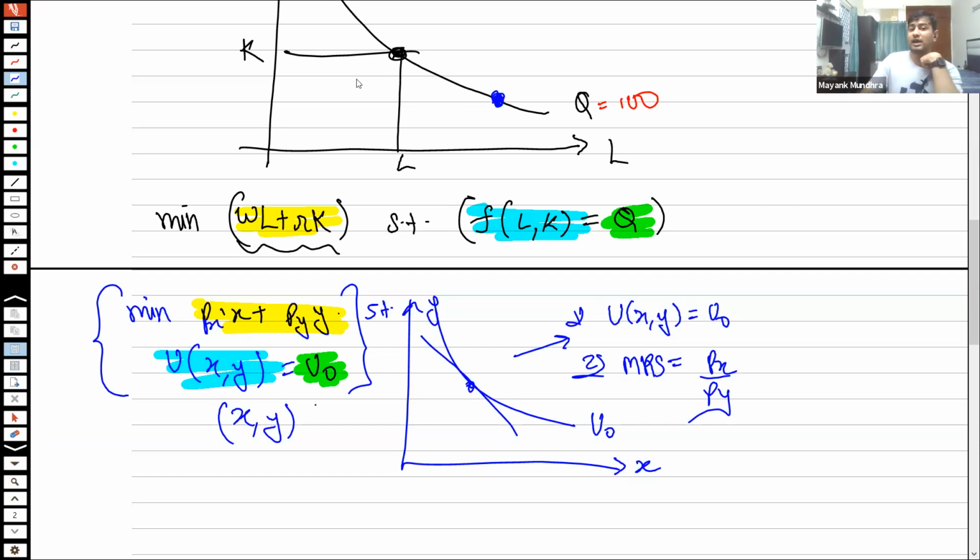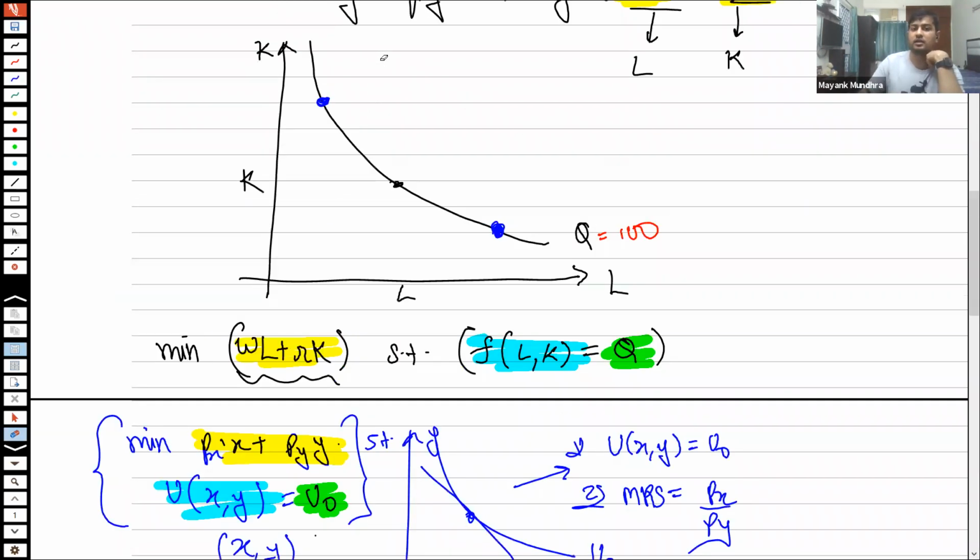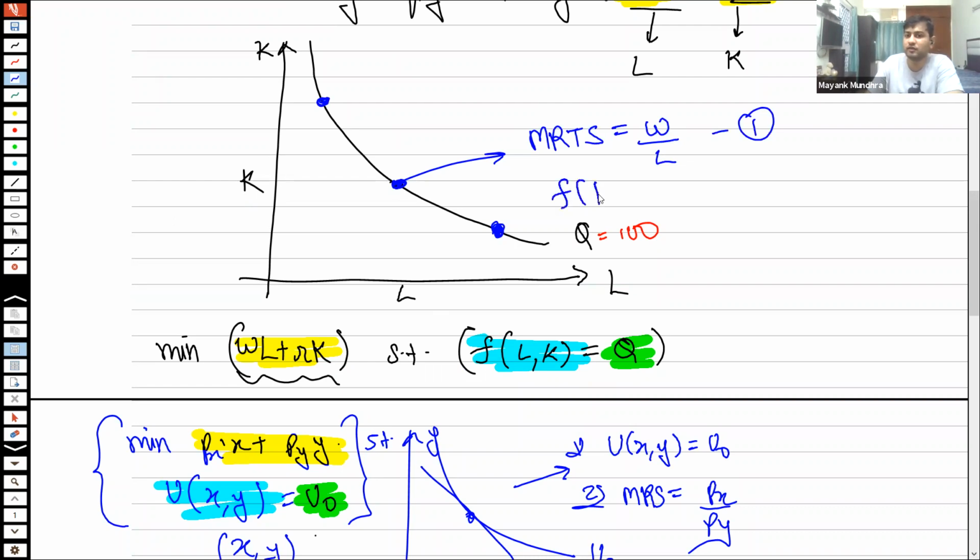So a similar thing would happen here. You would also pick a point of tangency, but now the function which defines the slope is going to be MRTS. So MRTS equals the price ratio. The price ratio is now W by R. So this becomes the first equation. The second equation is going to be F of L comma K equals Q.